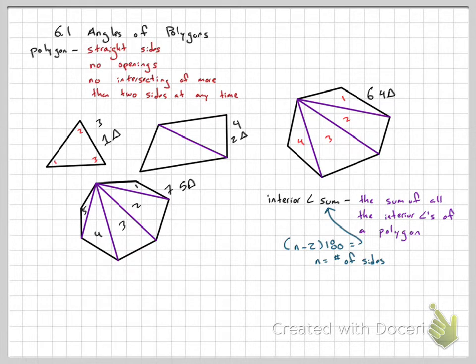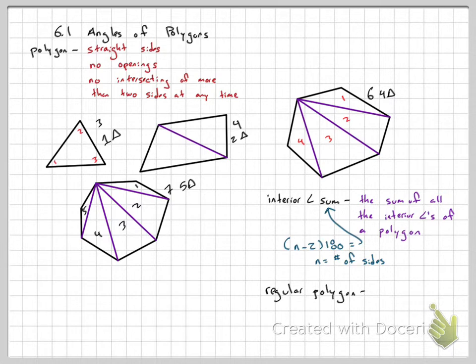And what this is doing, this first part of the formula, this n minus 2, all it's doing is figuring out how many triangles can be drawn within your polygon. And then that number gets multiplied by 180, and that gives us our interior angle sum. Very straightforward, very simple. It's the only formula for today. N minus 2 times 180.